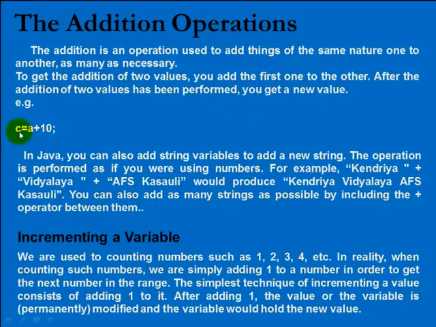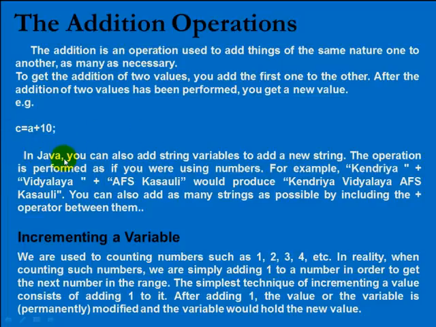For example, you're writing here C equals A plus 10. So plus is the operator, A and 10 are operands. It means 10 is added to the current value of A and that is assigned to C. We are getting the sum of A plus 10 in C. So that's how we can perform the plus operation.